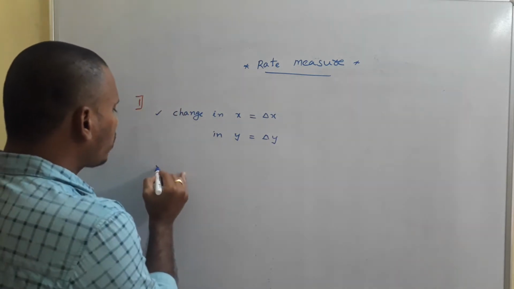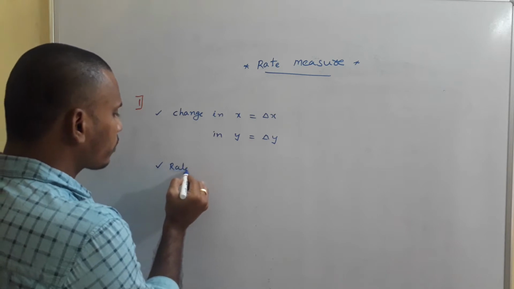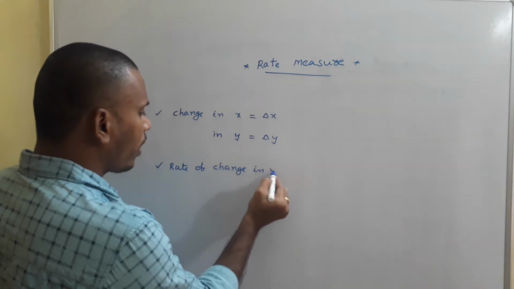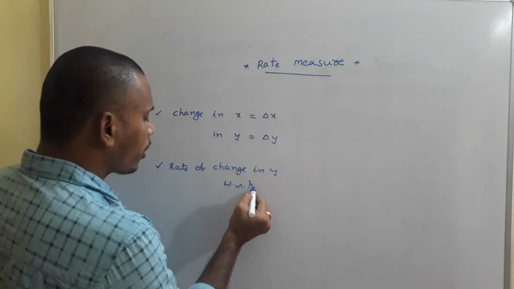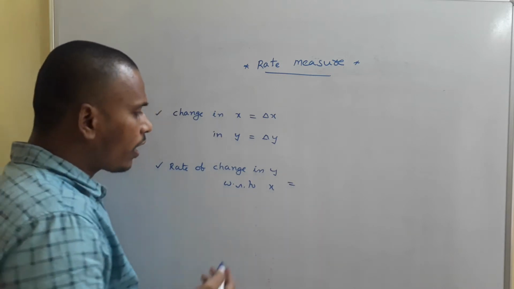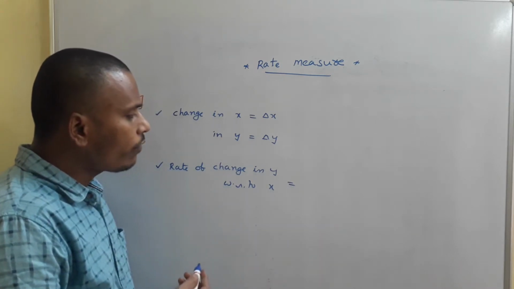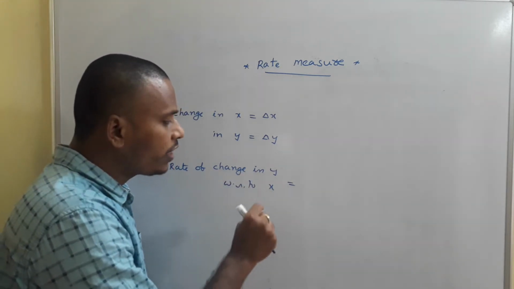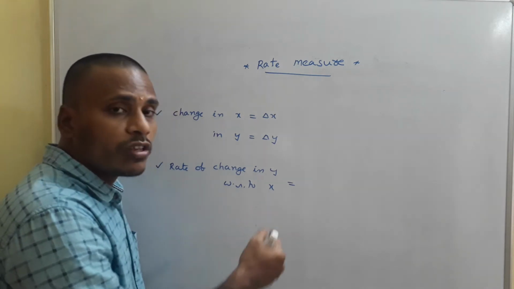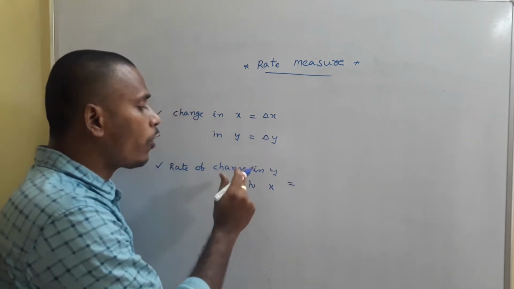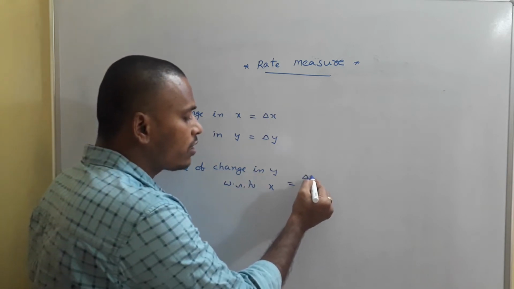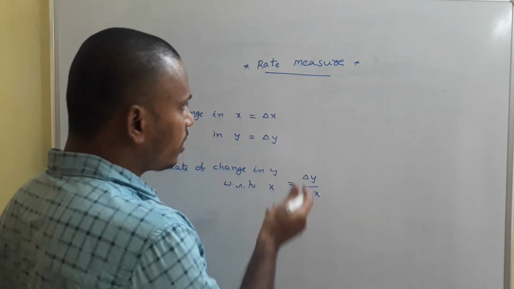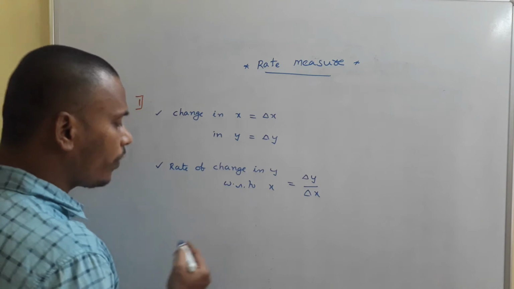What do you say about the rate of change in y with respect to x? The rate of change in y with respect to x means the change in y for a unit change in x. If there is a change in x by one unit, then what is the change in y? That is considered the rate of change in y with respect to x, and this is simply delta y by delta x. I think you all know it. We already discussed it in derivatives.